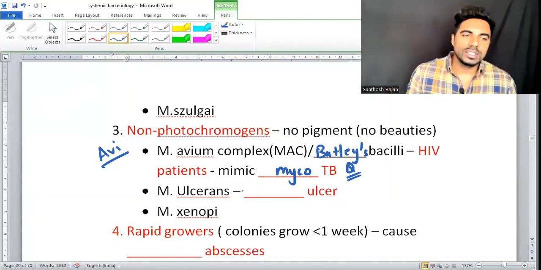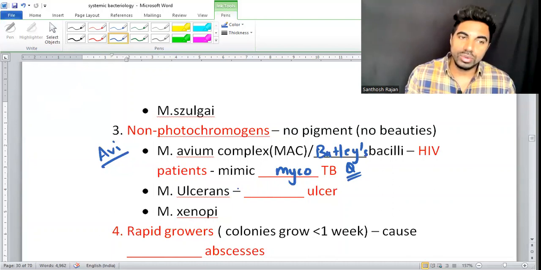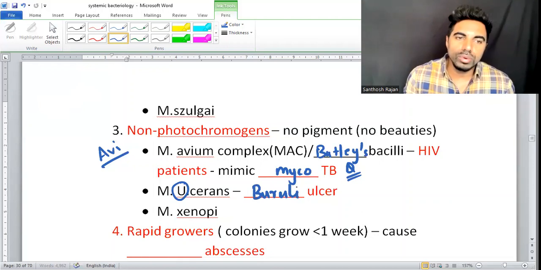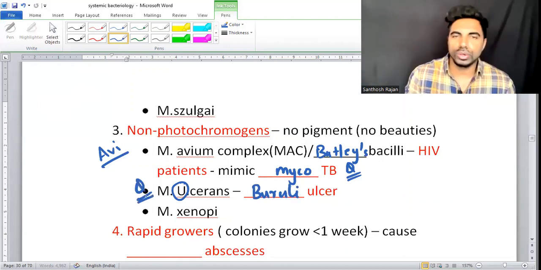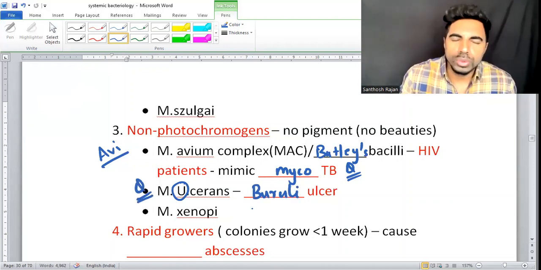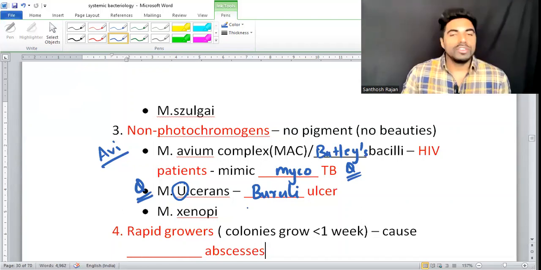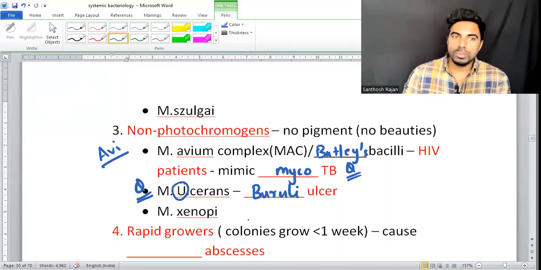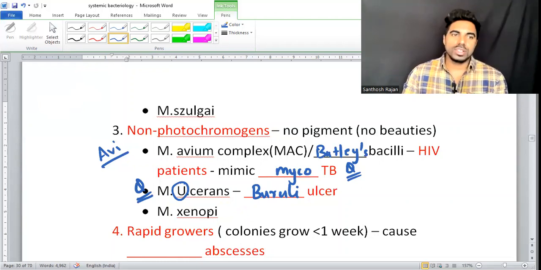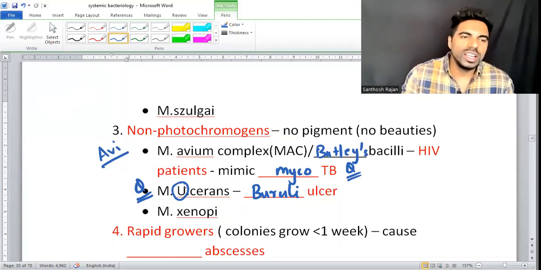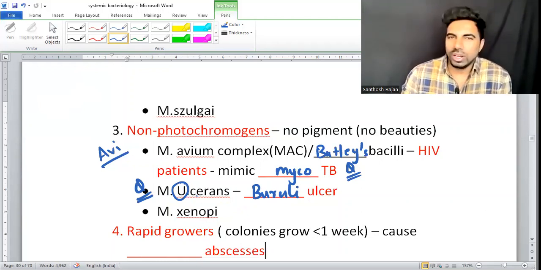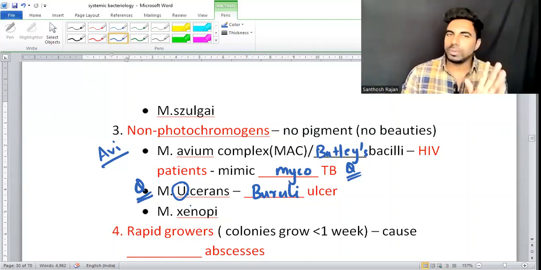Now, ulcerans. Which ulcer does ulcerans cause? Buruli ulcer. This question will also come; it is an important question. Buruli ulcer is caused by which one? Your ulcerans. Fish tank granuloma is by which one? Marinum. But Buruli ulcer is by Mycobacterium ulcerans. And xenopi. These three: avium, ulcerans and xenopi, have no pigment.